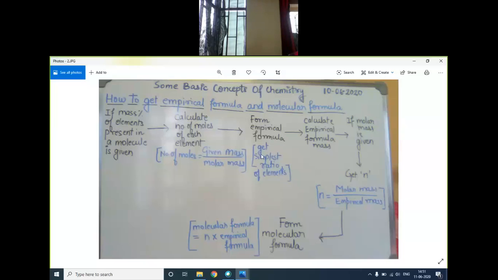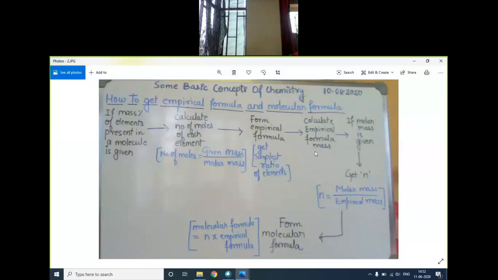Now we know how to calculate molecular mass. Now using that empirical formula, we will calculate empirical formula mass. How we used to calculate molecular mass from molecular formula? Here also we will calculate empirical formula mass from empirical formula. You have to just put the values of atomic mass of all the elements present there and add up.